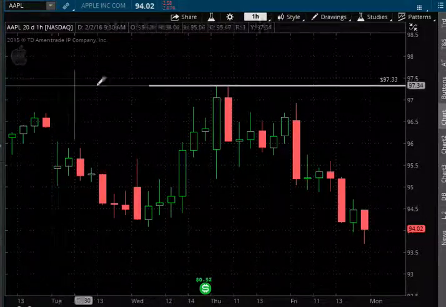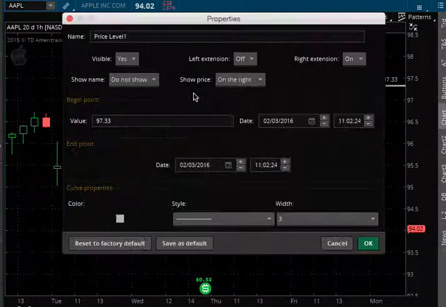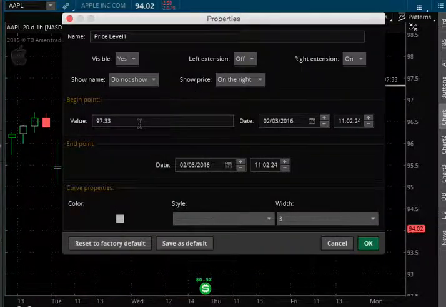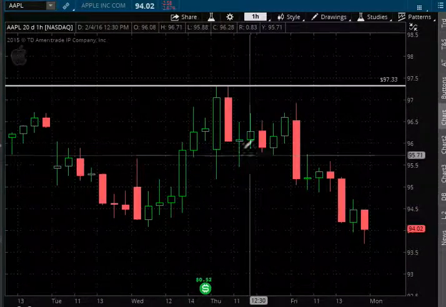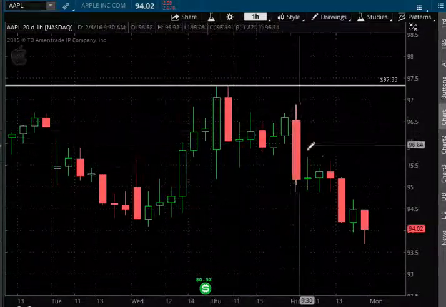If I want it to extend to the left, I'll right click again, edit, and where is my extension? Oh, here it is, left extension, right extension. So I'll extend it to the left and extend it to the right. So that's our highest point for the last 3 days.